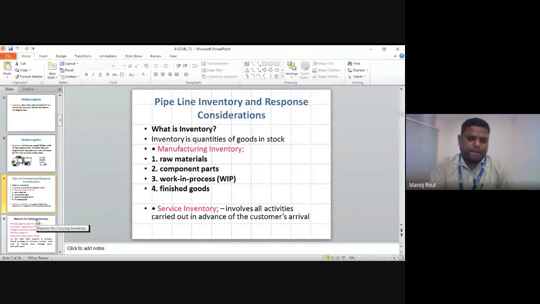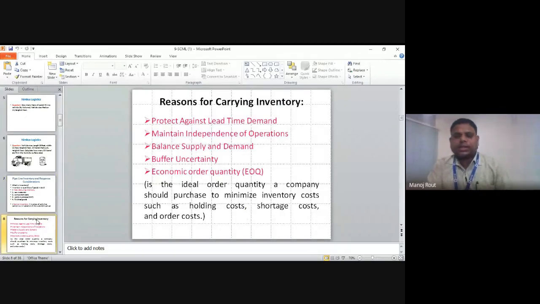Moving to the next point: why carry inventory? What is the reason behind maintaining an adequate level of inventory? The first is protection against lead time demand. Demand goes up and down and fluctuates from the customer's point of view. What do we mean by lead time? The time between starting and finishing a particular product or service is known as lead time. The next point is maintaining independence of operations. If you arrange inventory in your manufacturing activities, it provides independence of operation, with no congestion or buffer occurring.